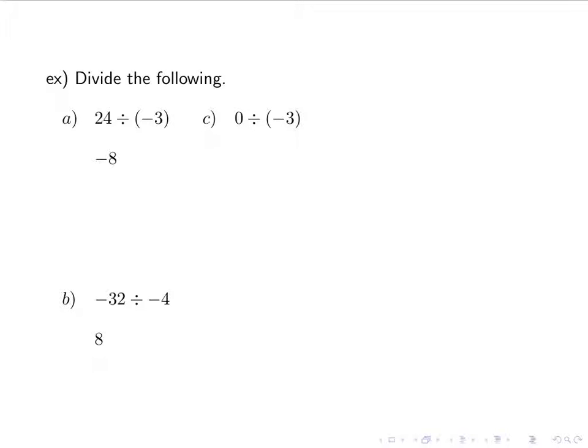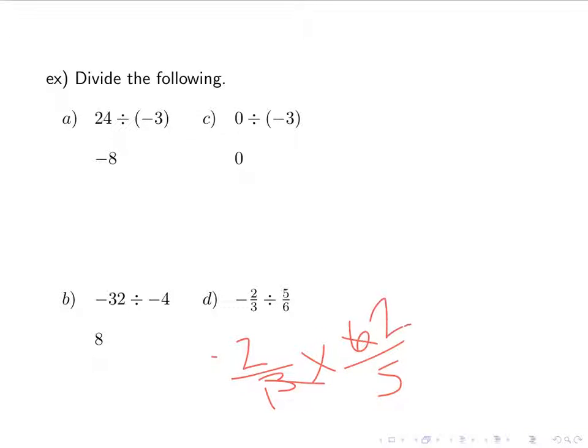0 divided by negative 3. There's one negative, so our answer would be negative. However, we do have 0 divided by something, so we just get 0. Negative 2/3 divided by 5/6. That's one negative, so our answer is negative. Don't forget that when you divide by a fraction, you're multiplying by the reciprocal. So this is negative 2/3 times 6/5. The 3's cancel, and we end up with negative 4/5.